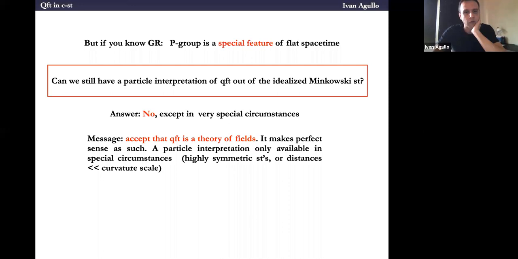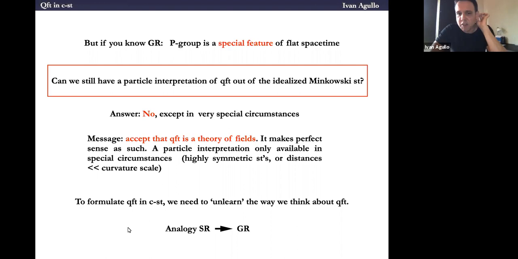So, to formulate quantum field theory in curved spacetimes, we need, so to speak, to unlearn the way we think about quantum field theory. Because whenever we learn a standard quantum field theory, we not only interpret the theory using particles, but eventually we even think about the theory as a theory of particles. In fact, the biggest experts in quantum field theory call themselves particle physicists. So what we have to do is to unlearn, or remove, this particle interpretation as being the primary part of the theory, and recognize what is really essential and universal, and extend that to curved spacetimes.